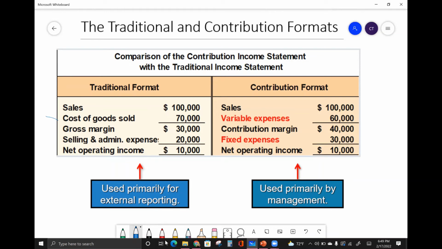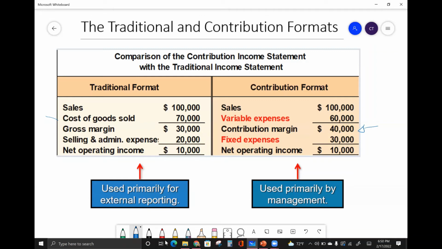So that's what we would show on our format that we would show to external users of financial statements. But internally, we may want to know a little more information, so we can break it out a little bit different in this contribution format. So we have sales of 100,000. We have variable expenses of 60,000, which gives us our contribution margin.